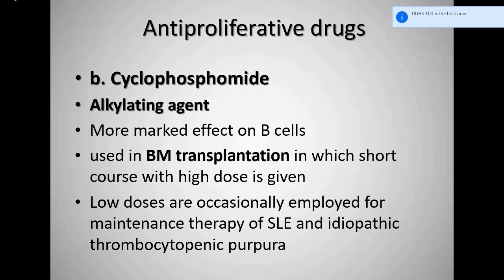Alkylating agents have more effect on B cells. B cells are known for their antibodies, so they are more precisely used with bone marrow transplantation, where B cells have an activity. So again, this is a class you can use as an immunosuppressant.